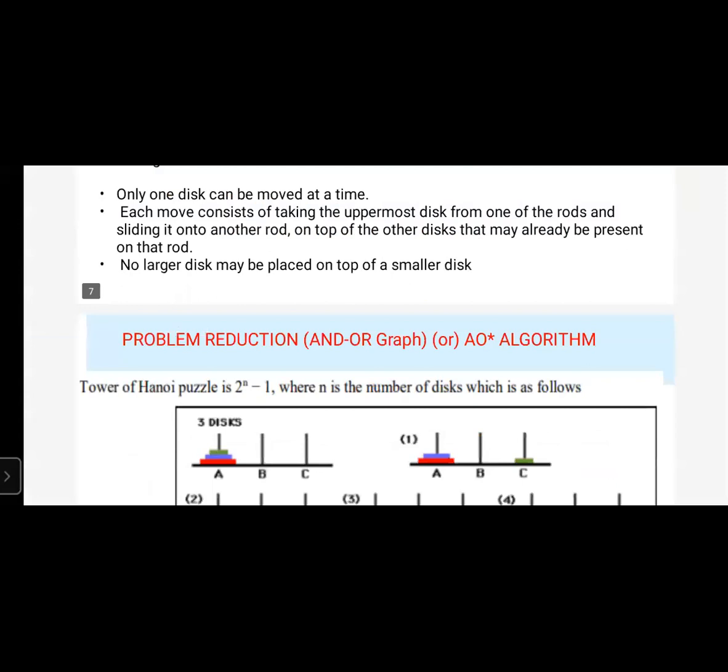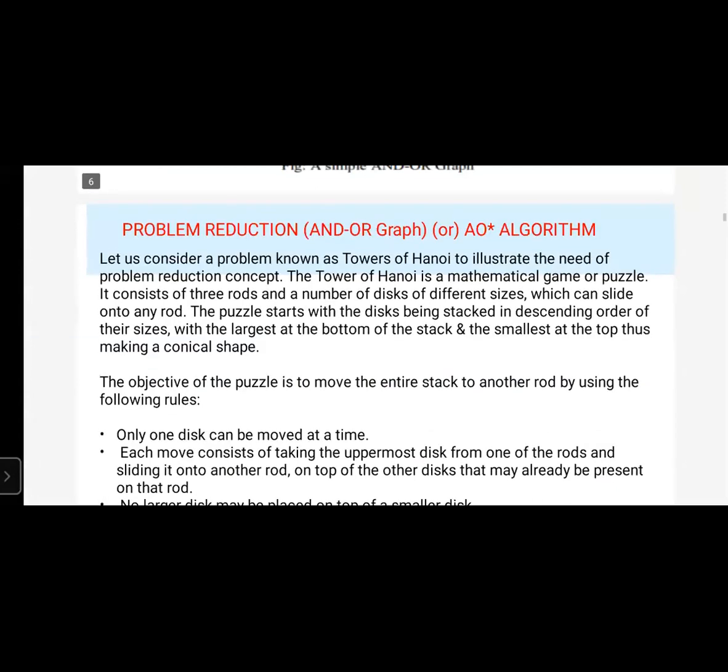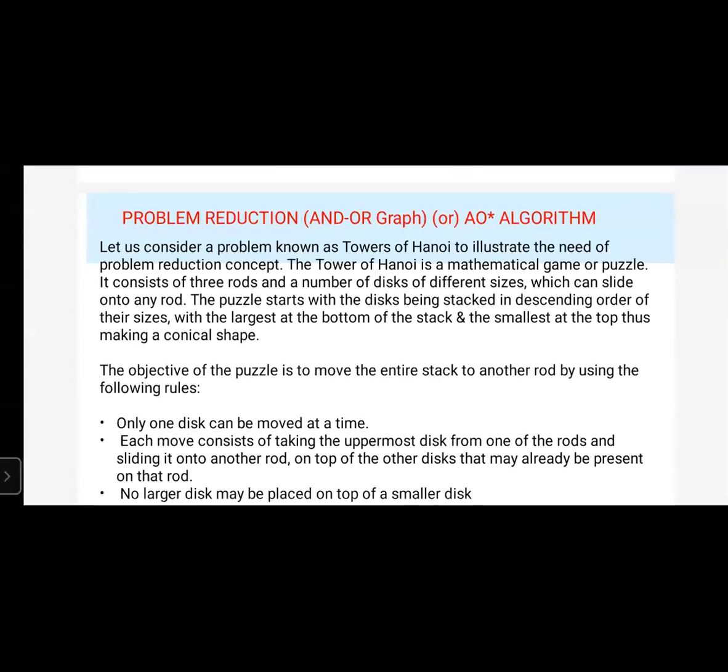The puzzle starts with the discs being stacked in descending order of their sizes, with the largest at the bottom of the stack and the smallest at the top, thus making a conical shape. That means the smallest disc should be on the top and the largest disc should be at the bottom. So that is our goal state.